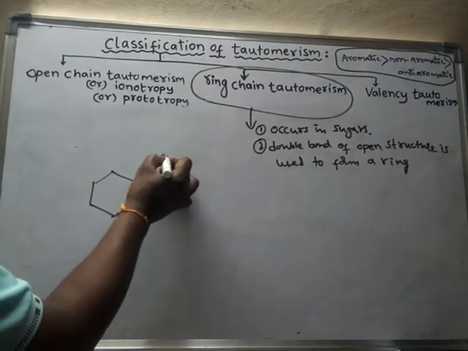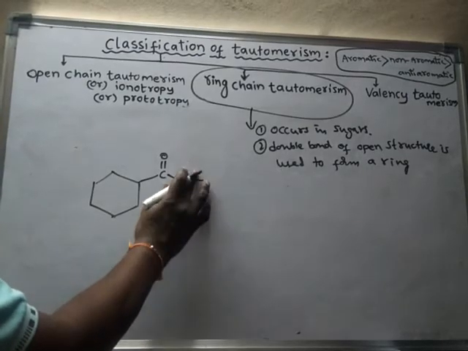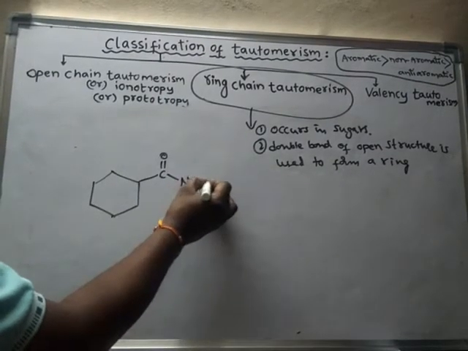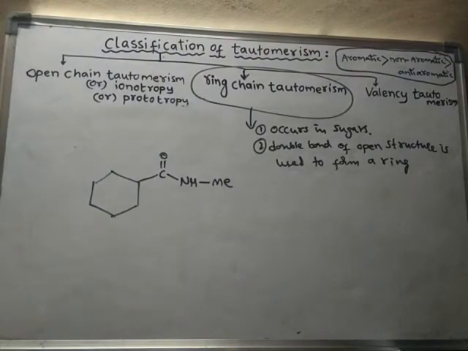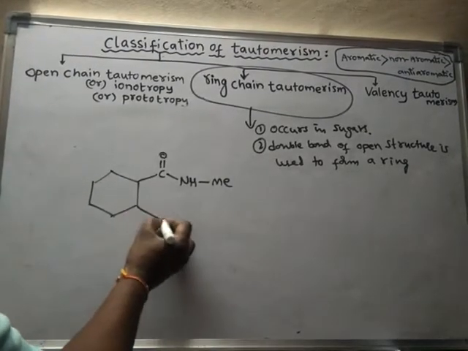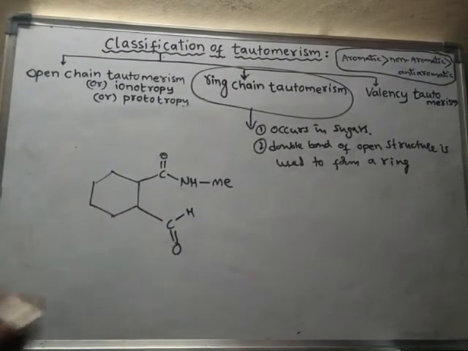This is an amide group. Here one hydrogen is replaced by a methyl CH3 group. And this is an aldehyde group. So what happens here?